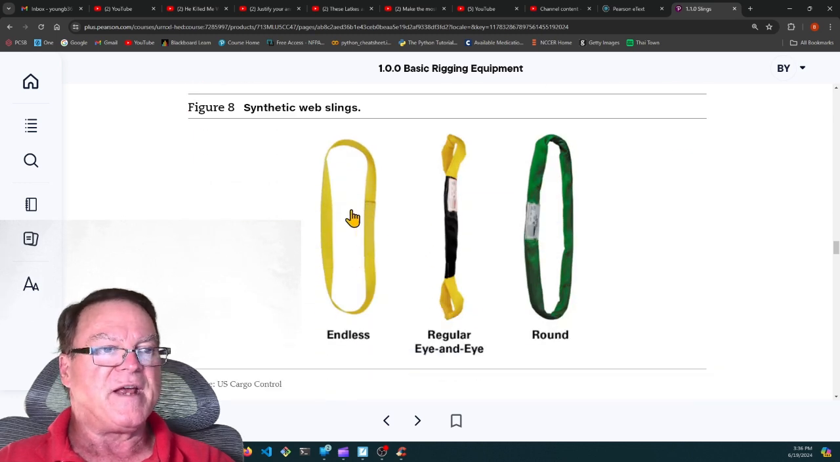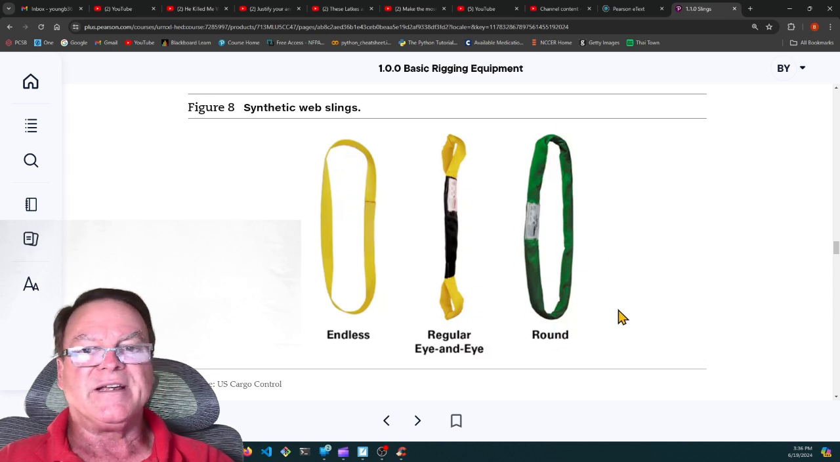Here's a couple of examples of web slings. This is an endless sling. It's just a loop. This one has regular eye and eye ends, and this is a round sling.